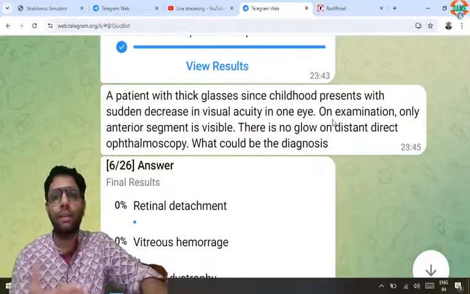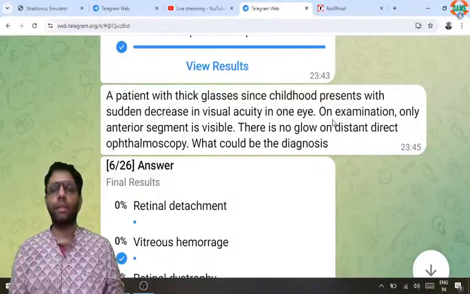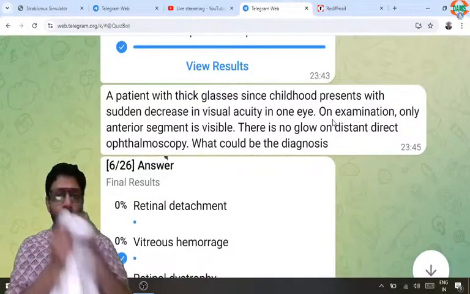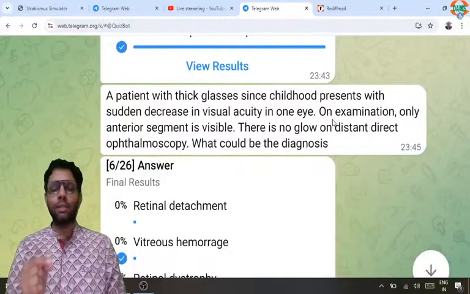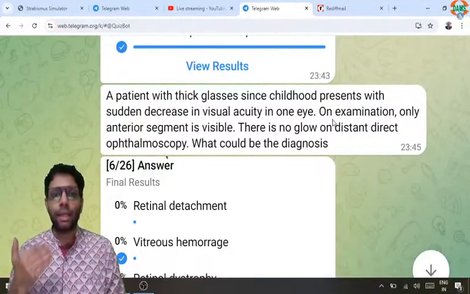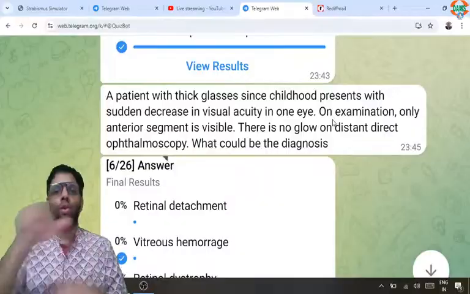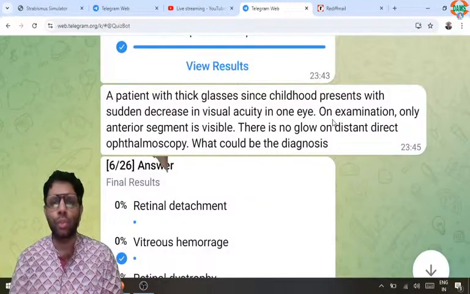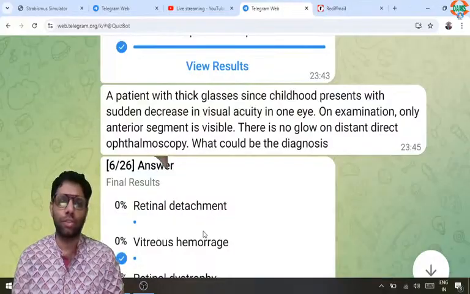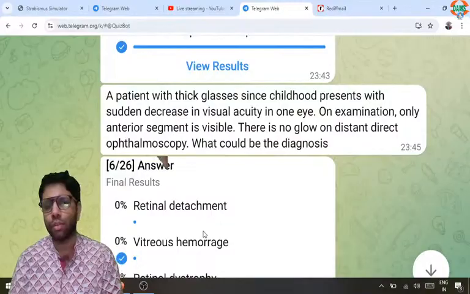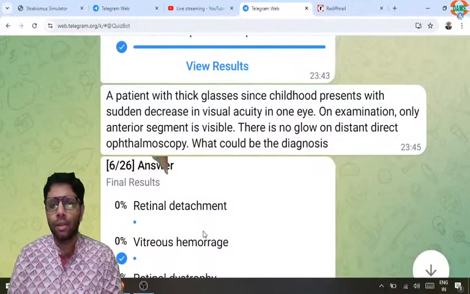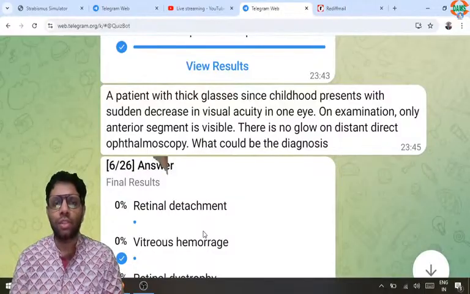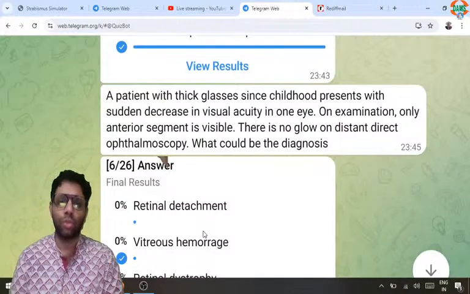Now some people say the same can happen in retina detachment. Yes, but in that the retina will be seen. In rhegmatogenous retina detachment, because of high myopia, there can be tears. The fluid can come and separate the 9 layers from behind. That is causing a convex retina detachment, which can be seen on fundoscopy. But there is no glow, so the answer is vitreous hemorrhage. And what are the classical features of rhegmatogenous retinal detachment? Floaters, flashes, field defect followed by sudden painless loss of vision.